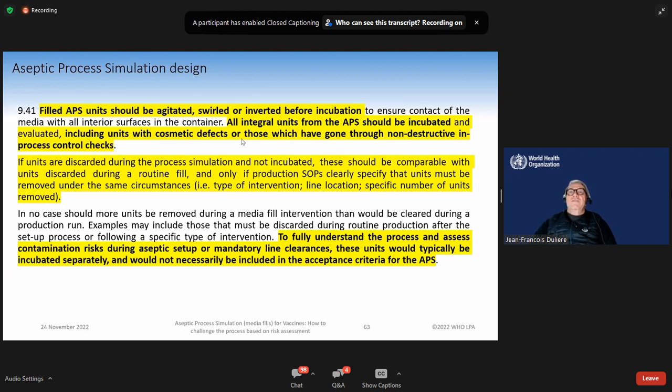Included are units with cosmetic defects and those which have gone through a non-destructive in-process control check. That means that even if these products are not part of the product which will be released, to have a perfect understanding of your process, you need to incubate them. You can separate them from the rest of the batch, but you have to consider that as well.